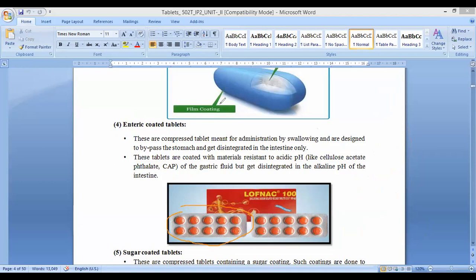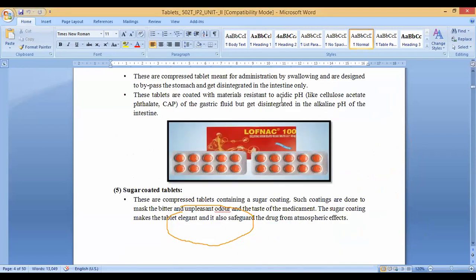Now coming to the fifth type of tablet which we are going to see, that is the sugar coated tablet. Everyone who is there in the class in one or the other form likes something which is sweet in nature. Now sugar coated tablets are tablets which have a good shine, a good polish on them, and a very elegant look.